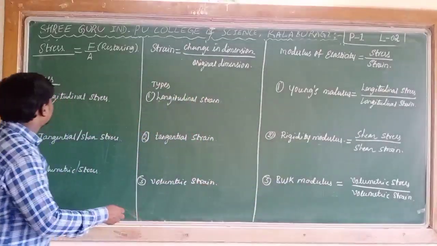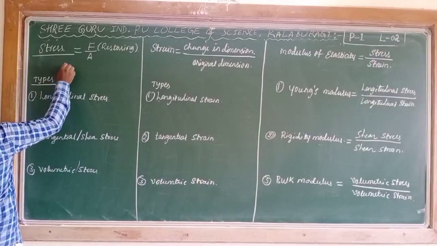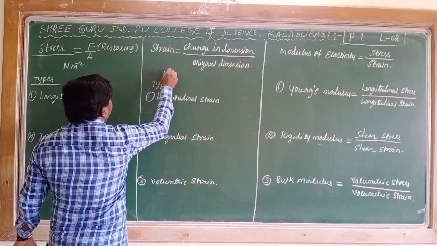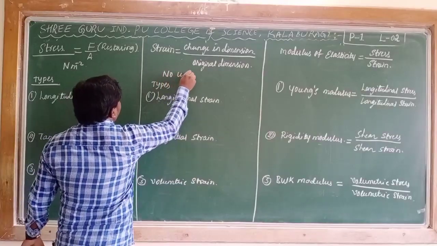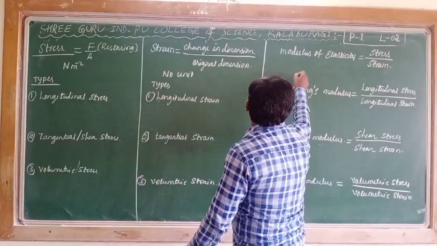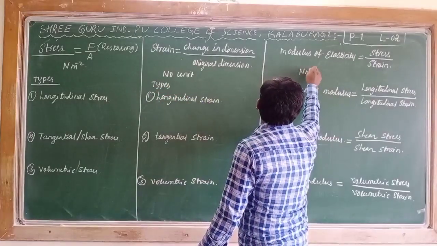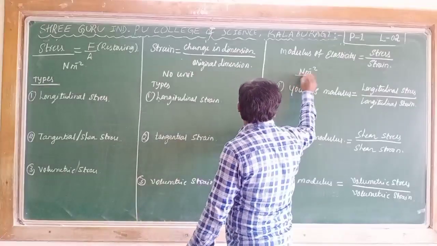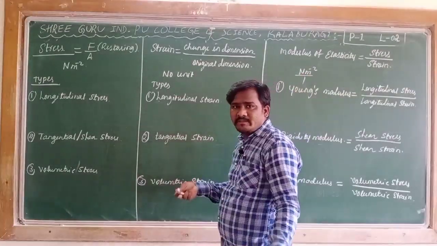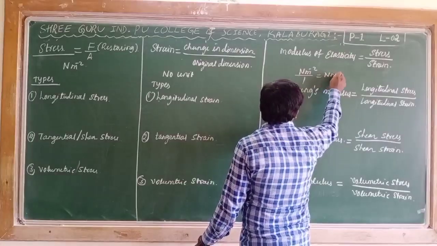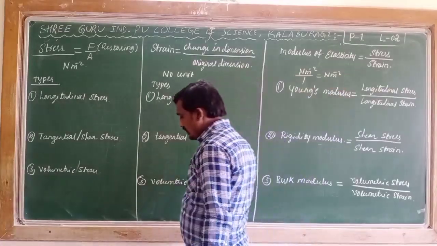Already we know that the SI unit of stress is Newton per meter square. Here, strain has no unit. Stress by strain: stress unit is Newton per meter square, and strain has no unit. It is nothing but a number. Something divided by 1 is the same, that is Newton per meter square only.